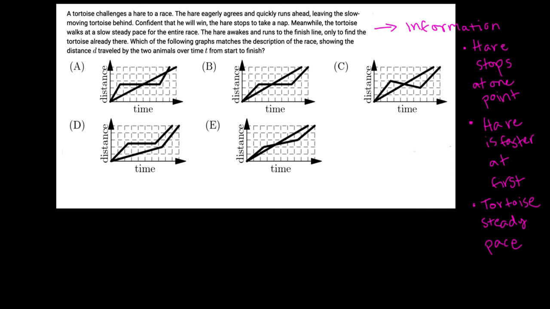So let's take our first information point. The hare stops at one point. If the hare stops at one point, that means that the line flattens out. There is one line segment in our graph where the hare is flat. Let's eliminate the options that don't fit this.